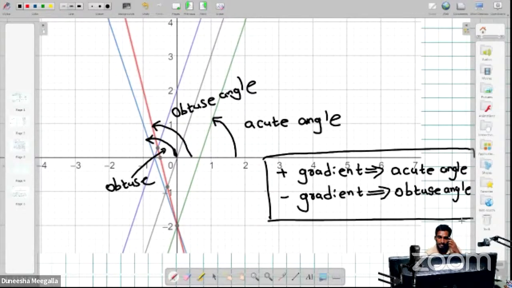Do you need to draw the graph? No, you don't need to draw the graph. I think you can remember this. If you try to draw the graph it takes a lot of time. If the gradient is plus, an acute angle is formed. Minus gradient is an obtuse angle.